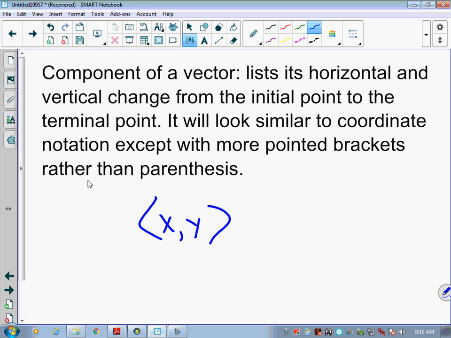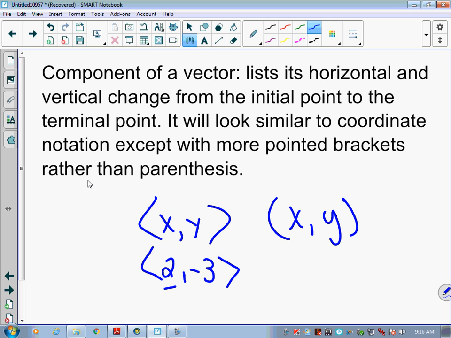Okay. So I could have vector notation, let's call it <2, -3>. This is going to tell me that from my initial point, I'm going to go 2 to the right, and from my initial point, I'm going to go 3 down. Sorry. All right, so vector notation is different. If I had (2, -3), that is a coordinate. It is a single point. This is a line.